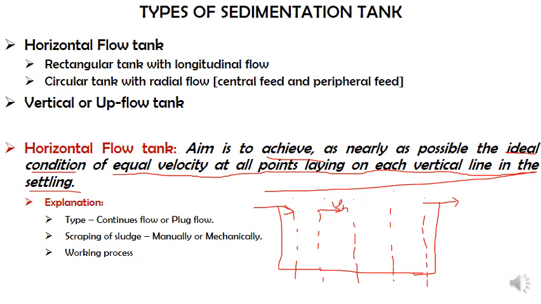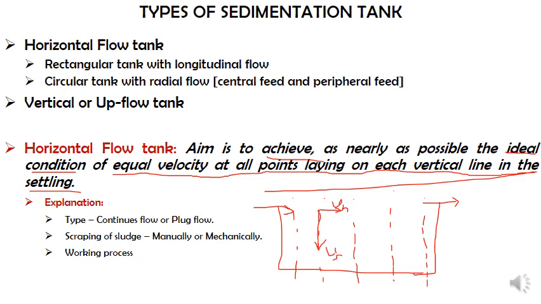And one more condition that needs to be met is that this horizontal velocity should always be less than the settling velocity. If the horizontal velocity is less than the settling velocity at each vertical section, then obviously the amount of settlement, or the amount of removal of these suspended particles, will be more.